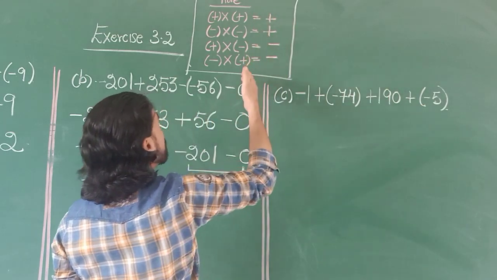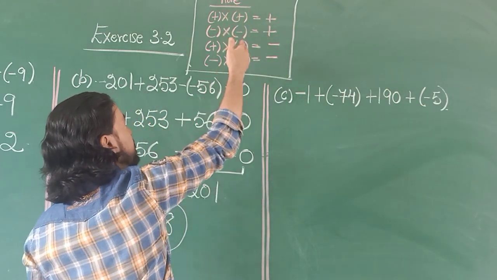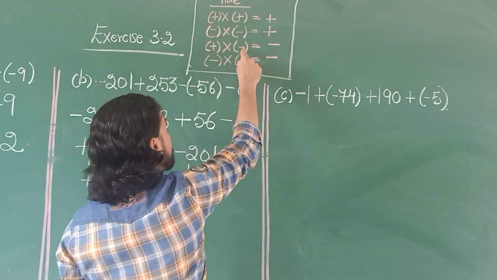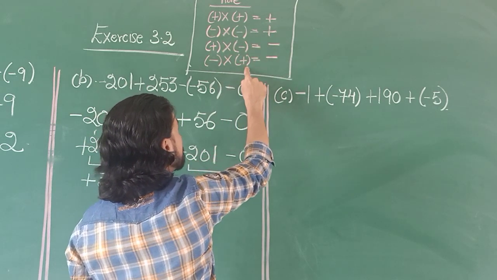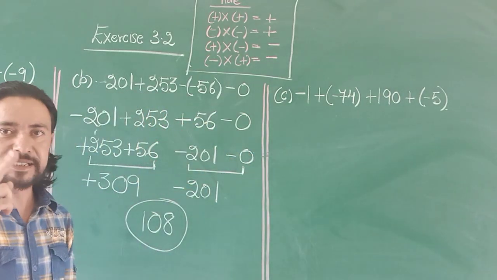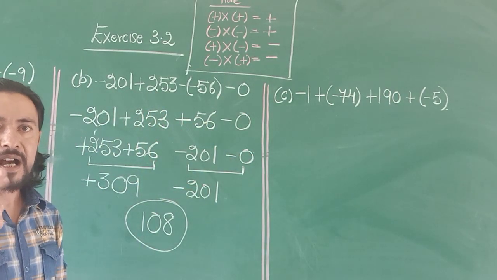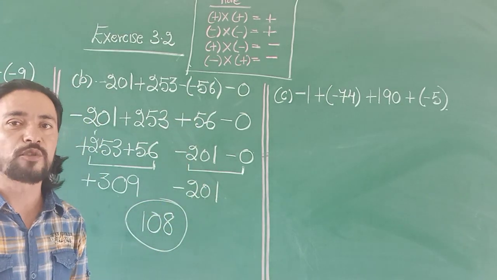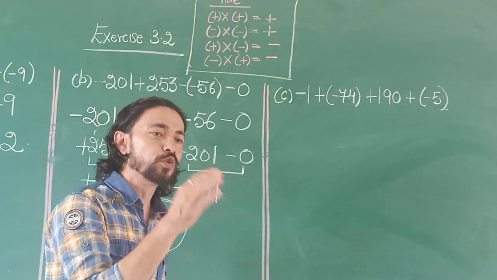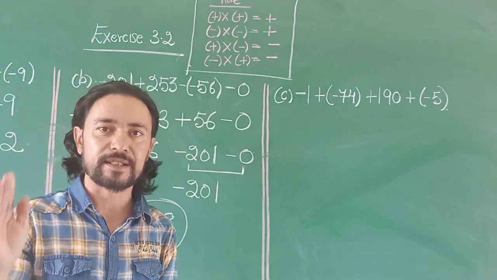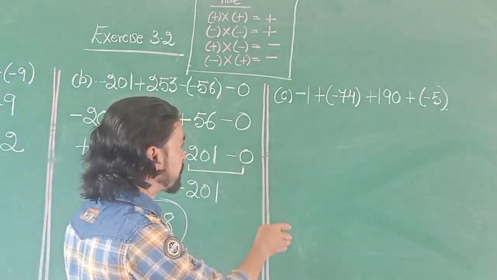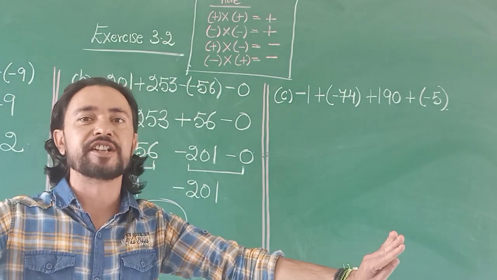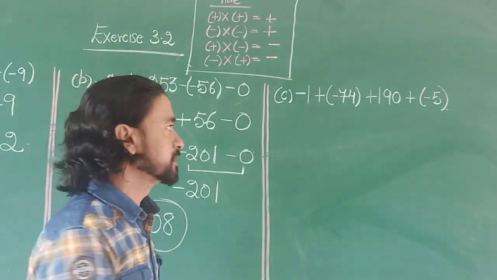And I have to multiply all signs. So I must know the rule of multiplication of signs. Plus into plus gives me plus, minus into minus gives me plus, plus into minus gives me minus, minus into plus gives me minus. Like signs multiplied, answer is plus. Unlike signs multiplied, answer is minus. That rule is for multiplication. Remember, the rule for multiplication and division is the same, and the rule for addition and subtraction is also the same. But both the rules are different in their categories.